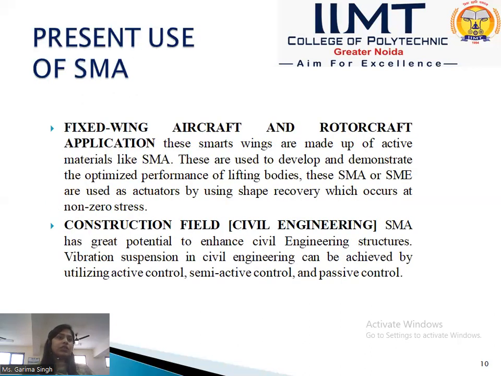Then the next application area is fixed wing aircraft and rotorcraft application. These smart wings are made up of active materials like SMA, and these are used to develop and demonstrate the optimized performance of lifting bodies. These SMAs are used as actuators by using shape recovery, which occurs at non-zero stress. So what happens in this? Whenever there is a damaged aircraft wing, this material helps it to regain its own original structure just by application of some kind of stress or heat.